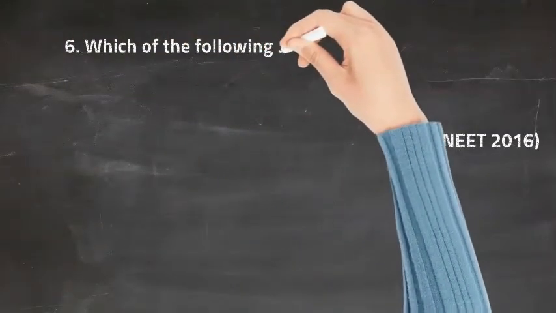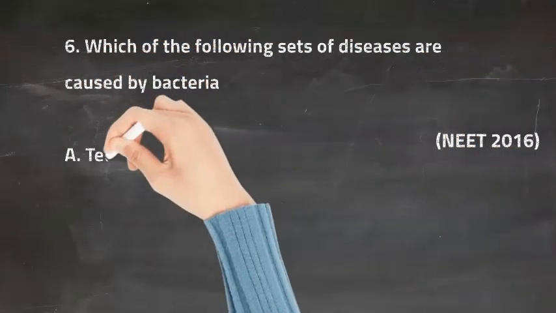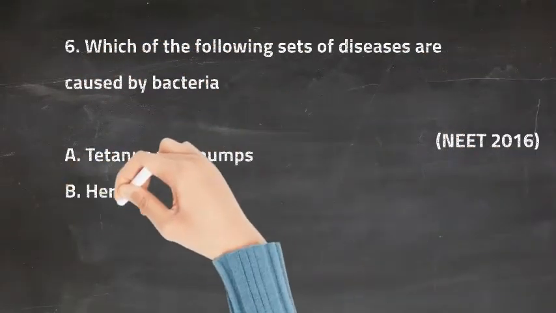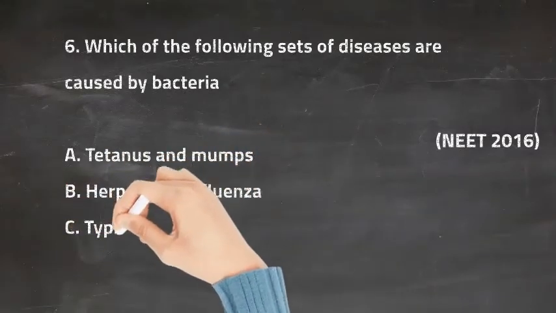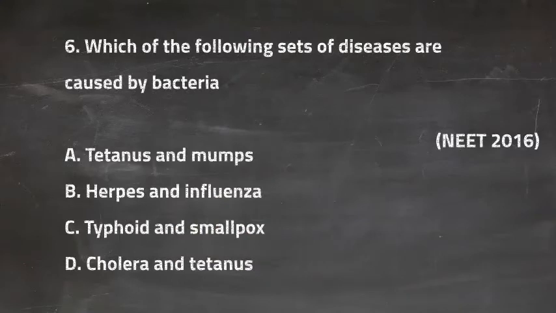Question 6. Which of the following sets of diseases are caused by bacteria? Option A is tetanus and mumps. Option B is herpes and influenza. Option C is typhoid and smallpox. And the last option is cholera and tetanus. The right answer for this question is option D, that is cholera and tetanus.